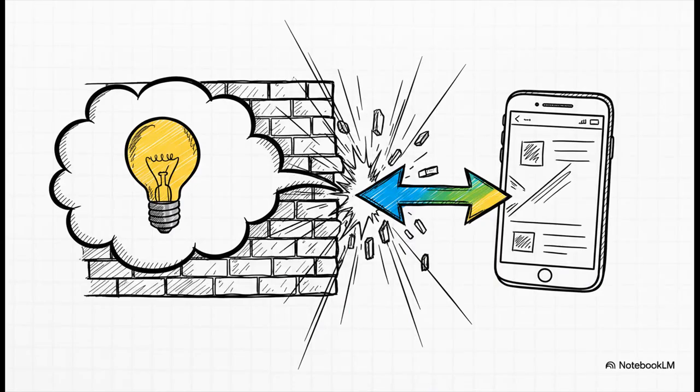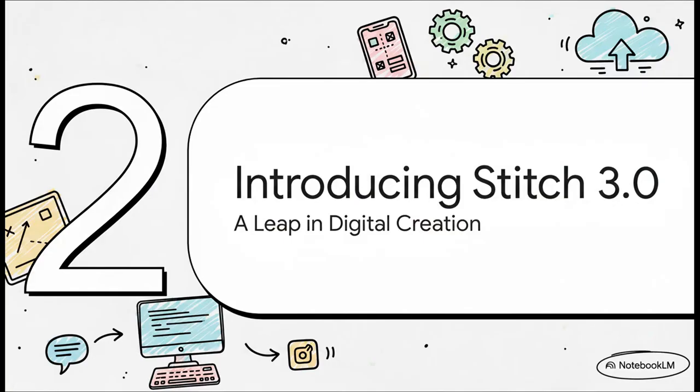But what if you could just smash right through that wall? What if a tool existed that could take your idea and spit out a visual, functional starting point in a matter of seconds? Well, that's exactly the promise we're going to explore today. So, let's get into it. The tool is called Google Stitch 3.0. And this isn't just some minor update, you guys. This represents a massive shift in digital creation. The goal here is to make the whole process faster and way more accessible than it's ever been.